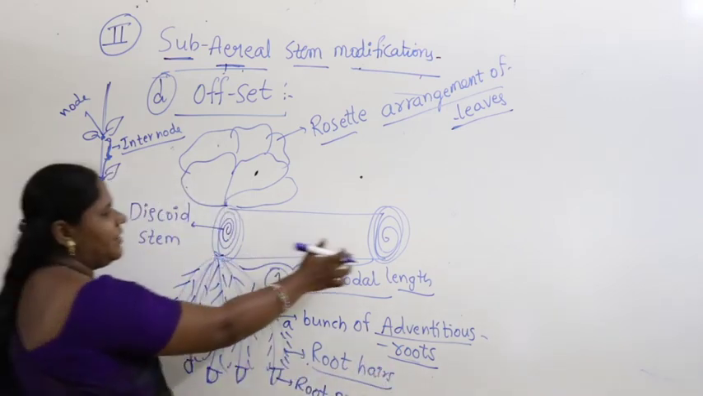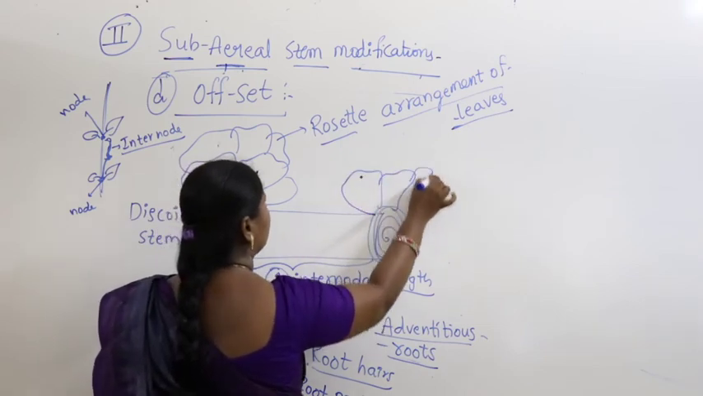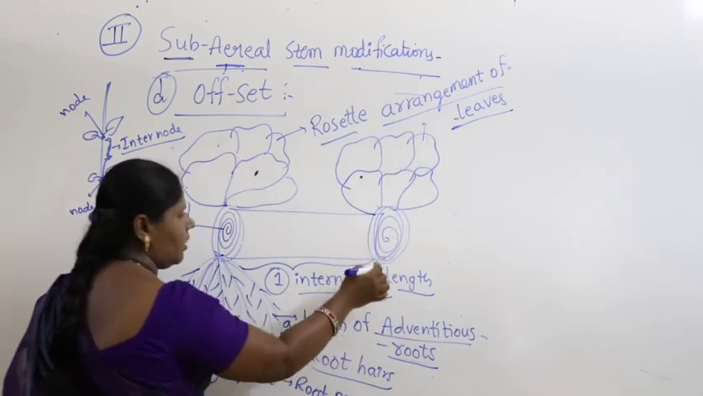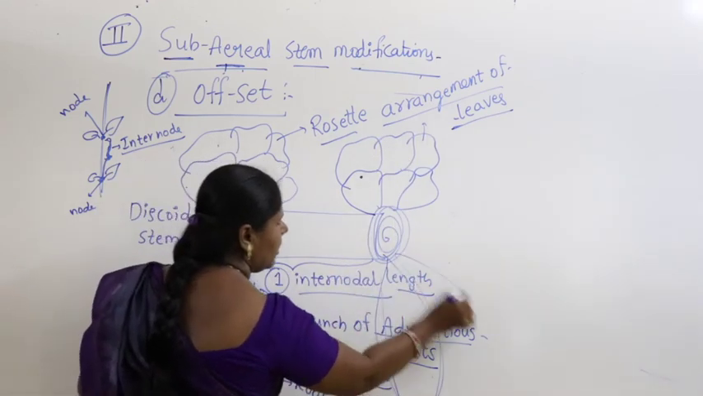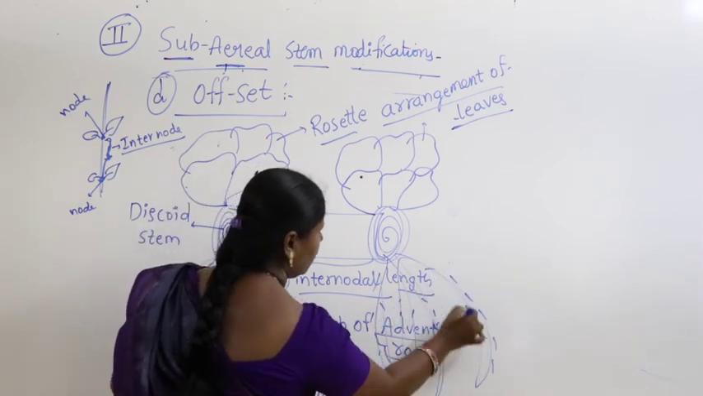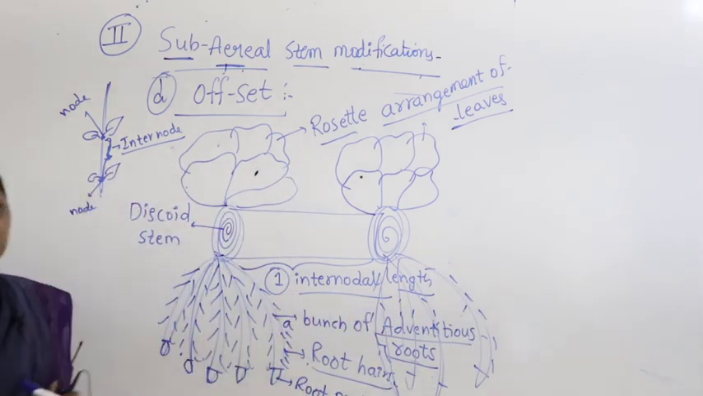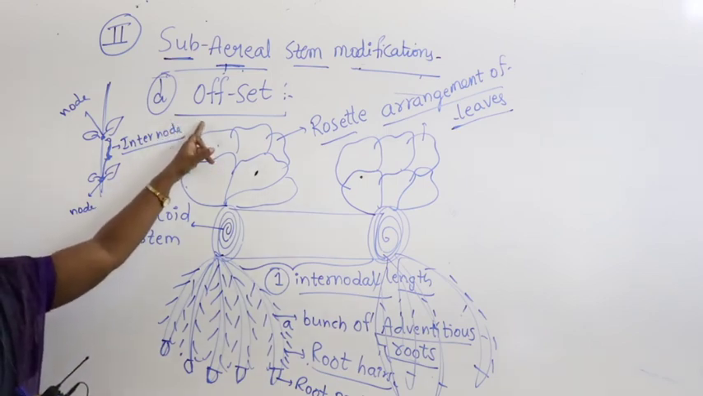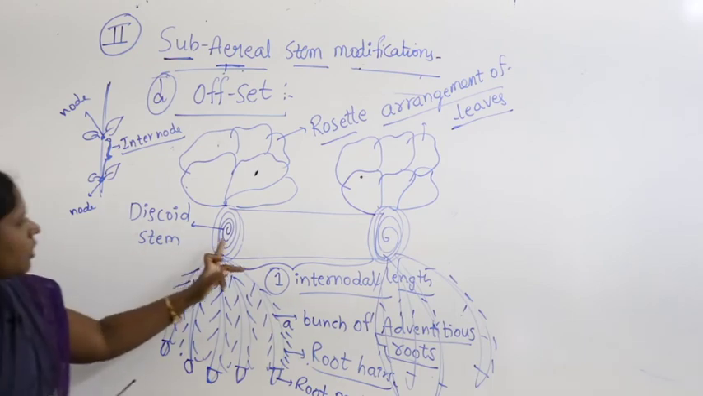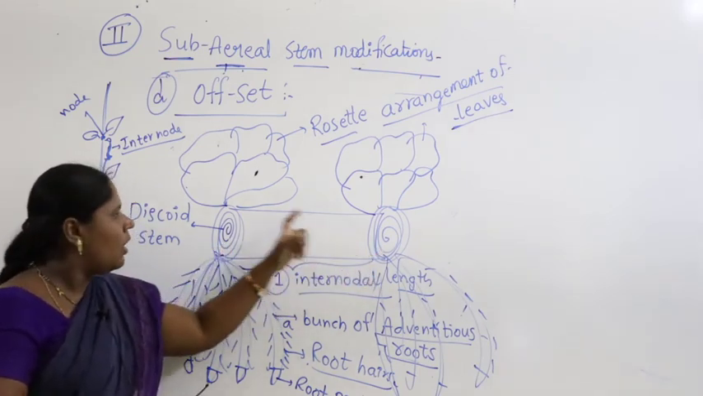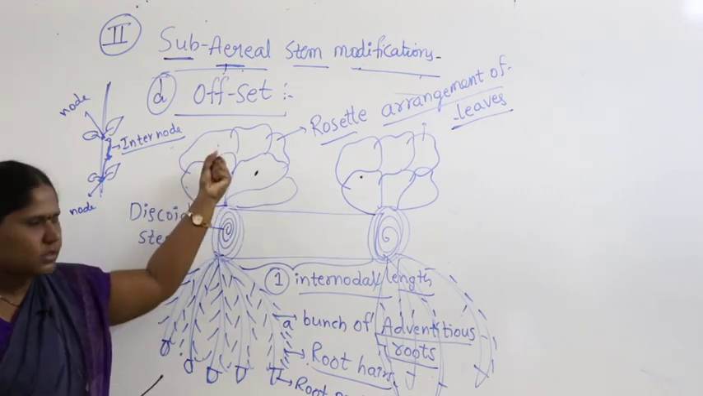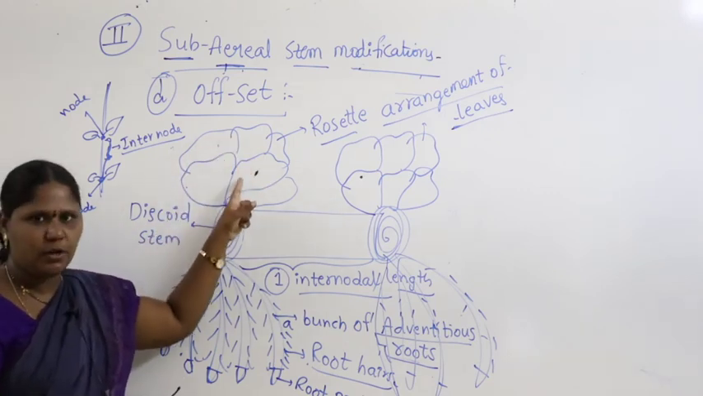Similarly, from the other discoid stem you can see another bunch of leaves. They arise and form a rosette arrangement, with a discoid stem from which you can see a bunch of adventitious roots. So this is how it looks. This is what is called offset. I repeat again, the discoid stem is there. From the discoid stem you can see formation of leaves like a rose. The arrangement is called rosette arrangement of leaves.